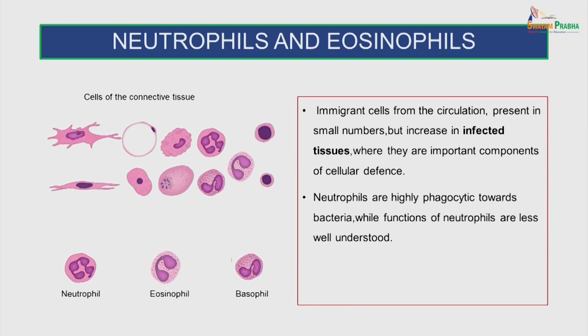The neutrophils and eosinophils are the immigrant cells from the circulation. They are present in small numbers but increase in infected tissues where they are important components of the cellular defense. The neutrophils are highly phagocytic towards bacteria, while functions of eosinophils are less well understood.